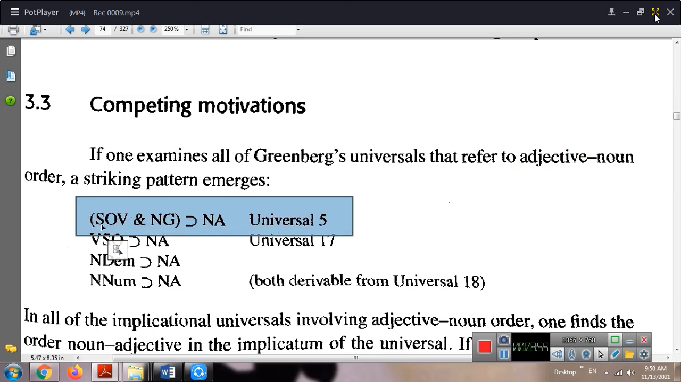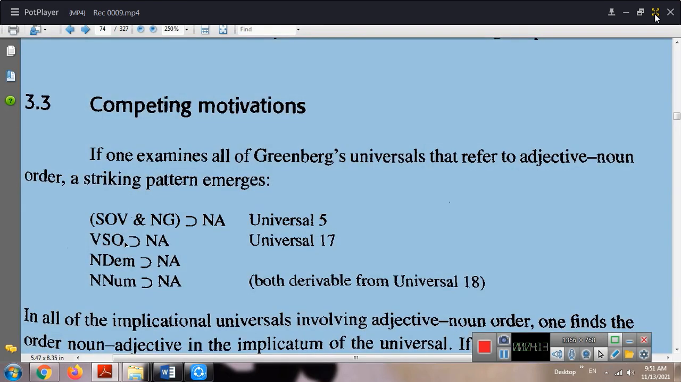If subject-object-verb and noun-genitive, then noun-adjective. Universal 17: if verb-subject-object, then noun-adjective. If noun-demonstrative, then noun-adjective. Both derivable from universal 18: if noun-number, then noun-adjective.